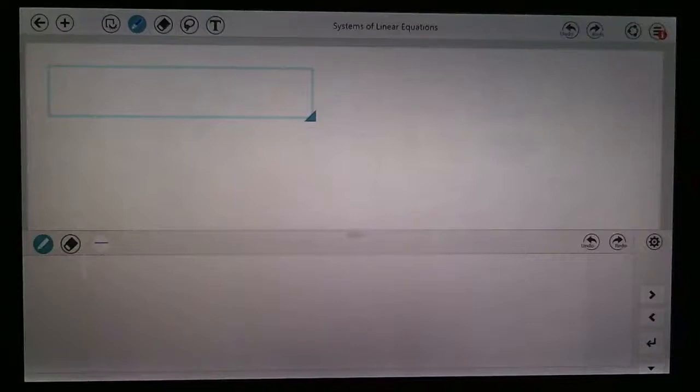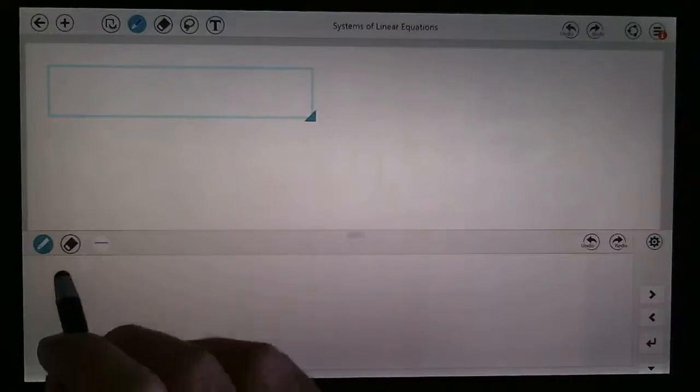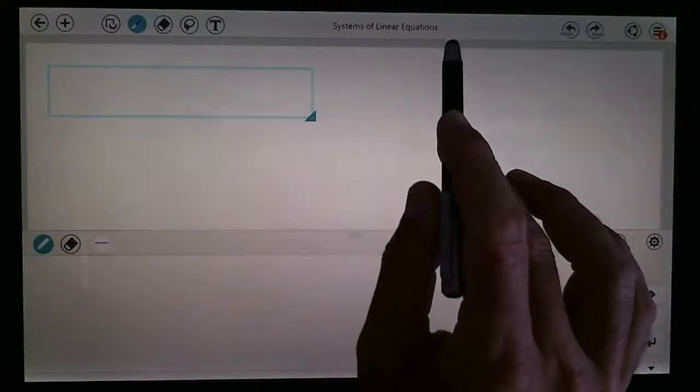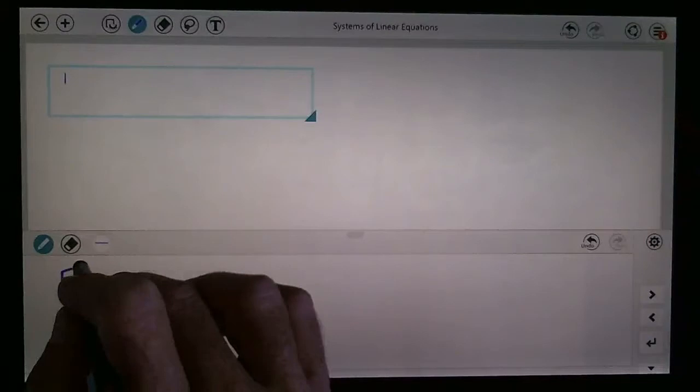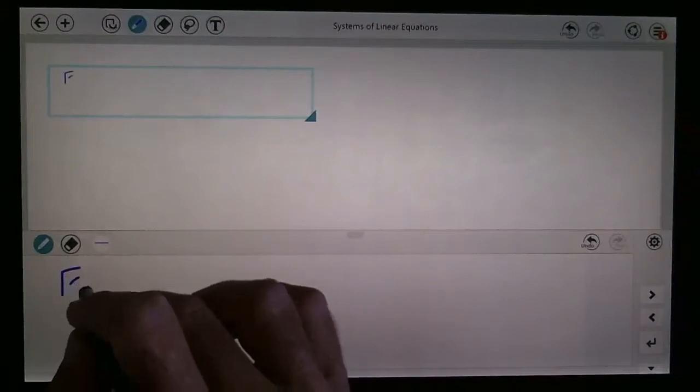All right, in this video we want to talk about systems of equations, solutions of systems of equations, and maybe how you find solutions to such systems. So, systems of linear equations. First, the definition. What is a system of linear equations? Well, it's simply a finite set of linear equations.